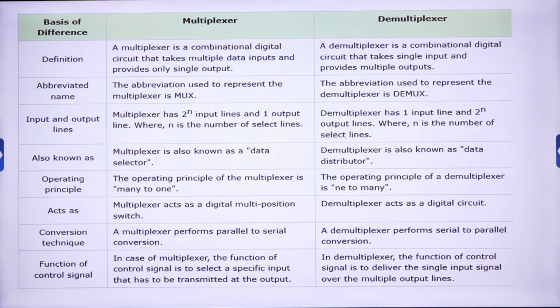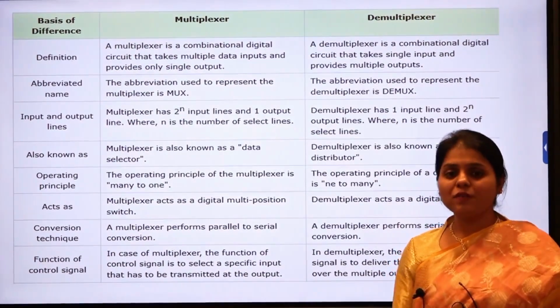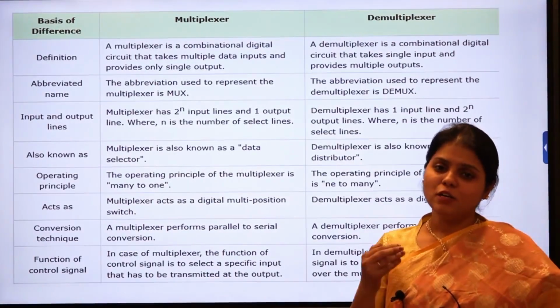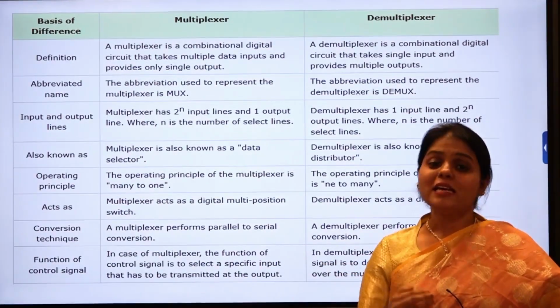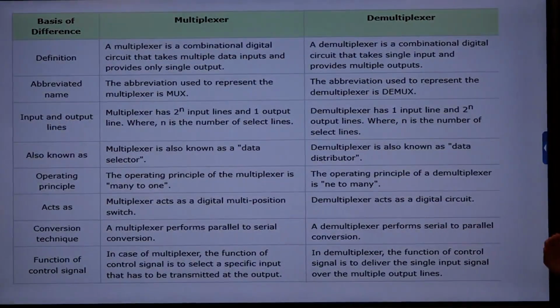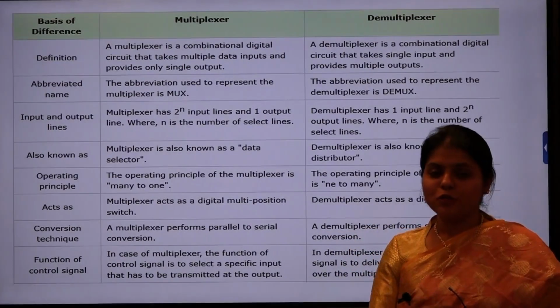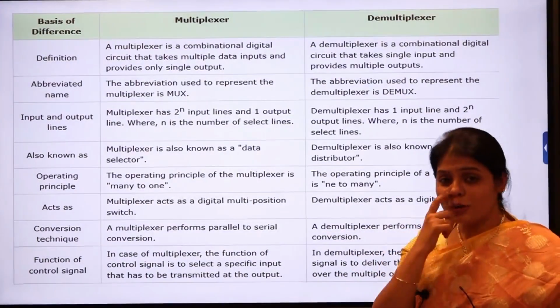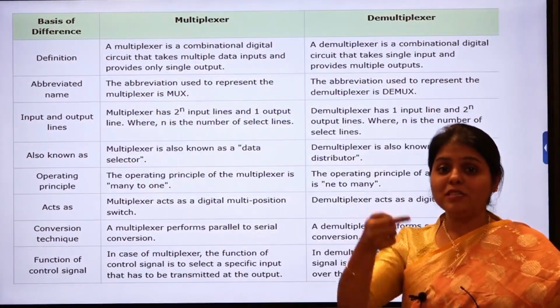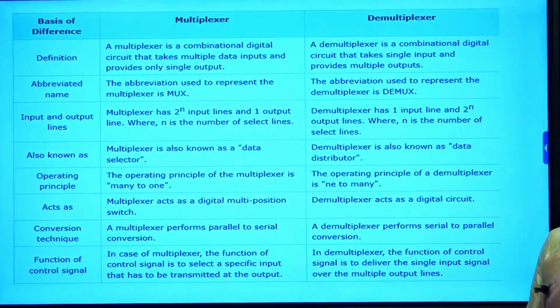When you talk about input and output, we have 2 power n input lines, n select lines, and 1 output line for a multiplexer, whereas for a demultiplexer we will have 2 power n output lines, n select lines, and 1 input line. The multiplexer is called a data selector, since out of n inputs I am connecting one to the output. With the demultiplexer, this one input is distributed among many outputs, so we call it a data distributor. Please make a note of it.